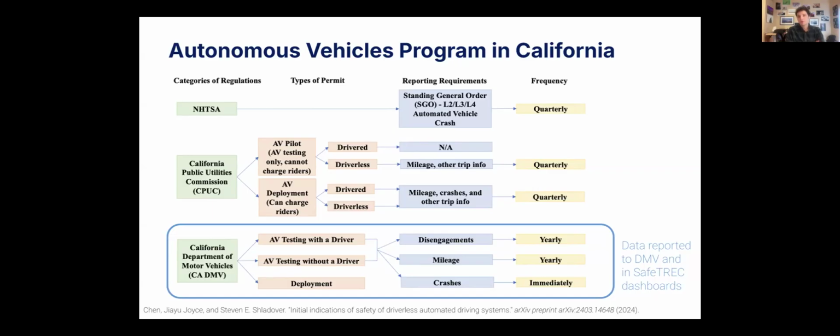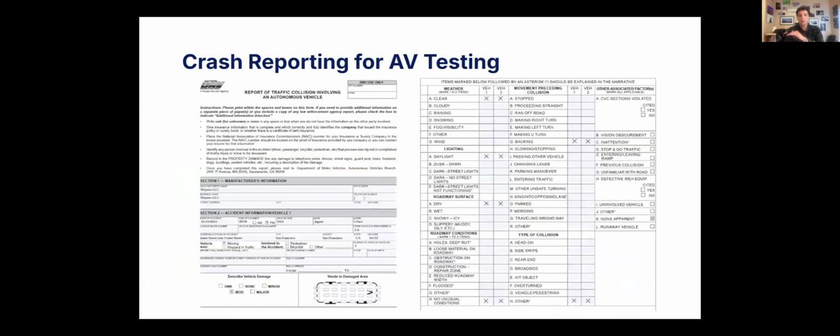We're looking at two different outputs that come out of that data. One is the miles traveled, and the other is the crashes that occur. So I just want to give you a very quick overview. I'm not going to go into detail here of what happens when there's a crash involving an AV that is in that testing phase. AV manufacturers must report any crash that occurs with a testing AV under a testing permit to the California Department of Motor Vehicles. They do that through this form.